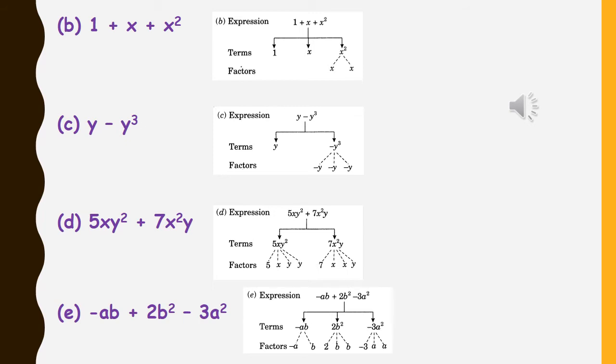Now we are moving to part E, minus ab plus 2b square minus 3a square. So we are breaking into three terms, minus ab, 2b square and minus 3a square. Now we are breaking each term into factors: minus a, b; 2b square we are breaking into 2b and b, and minus 3a square we are breaking into minus 3a and a.